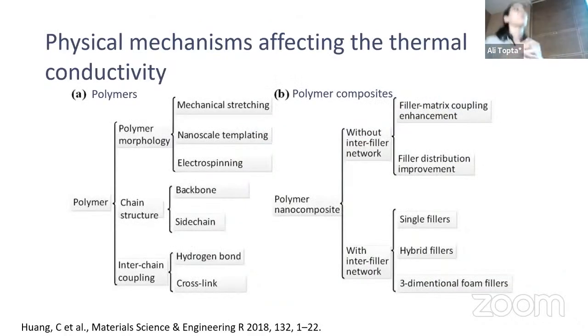And so one should improve the chain alignment in polymers to improve the thermal conductivity. And this is usually done via mechanical stretching, nanoscale templating, and electrospinning in literature. And another way to improve the thermal conductivity of the polymers is to add conductive fillers in these materials.